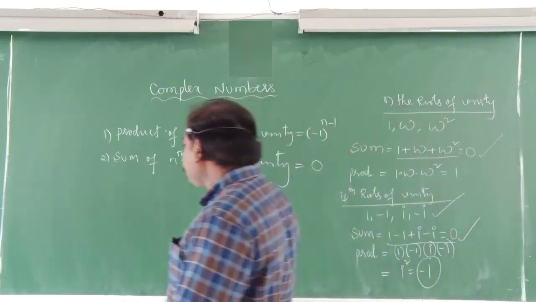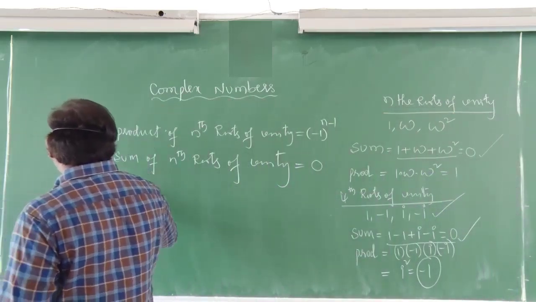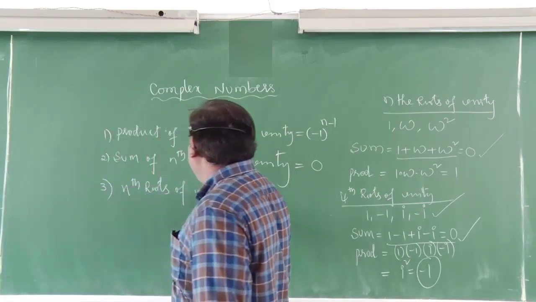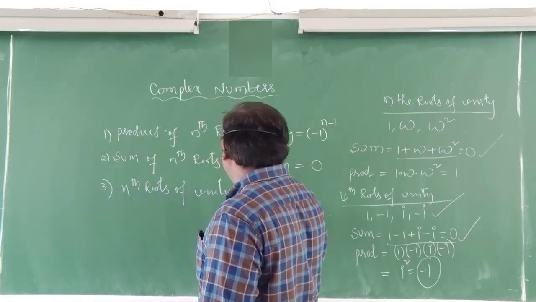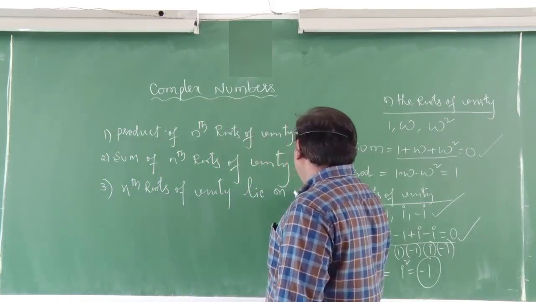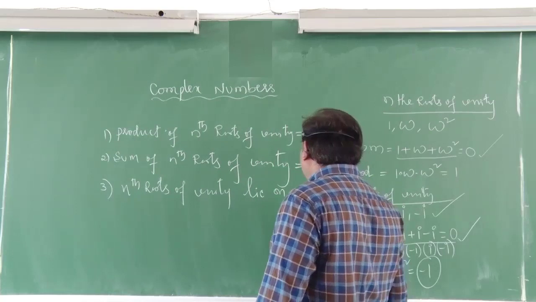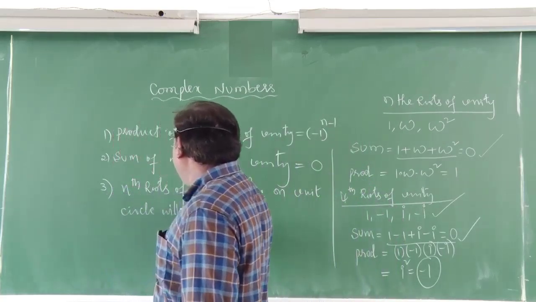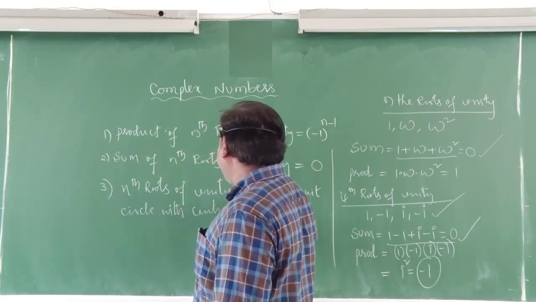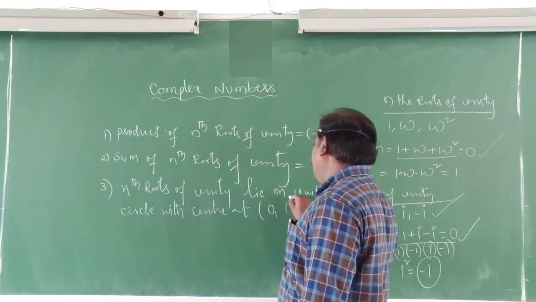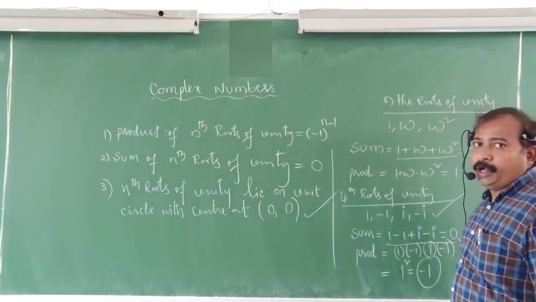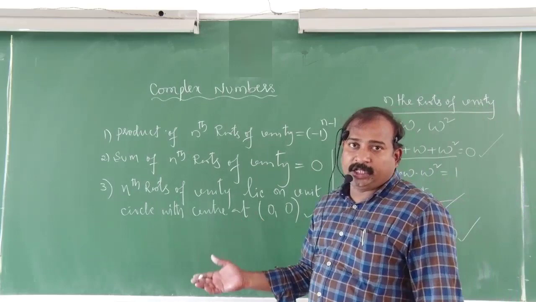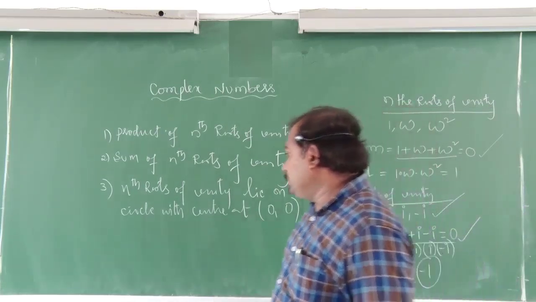Next point: the nth roots of unity lie on the unit circle with center at the origin. This is also one more important point, which we use when we are deriving the roots of unity. And what is the argument difference?